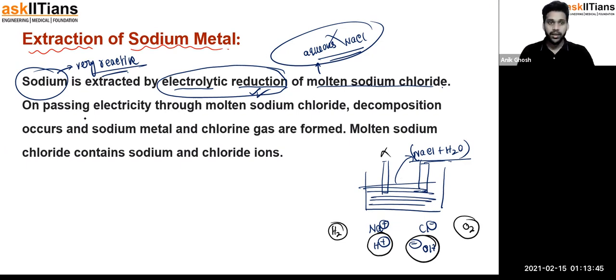Clear? Now, on passing electricity through molten sodium chloride, decomposition occurs and sodium metal and chlorine gas are formed. Molten sodium chloride contains sodium and chloride ions. So let's see what they are trying to tell you.